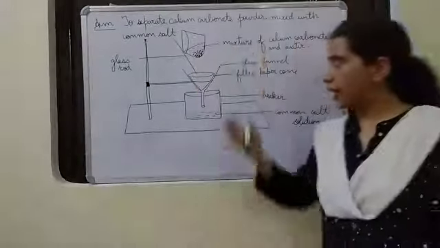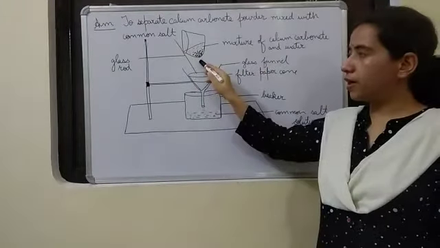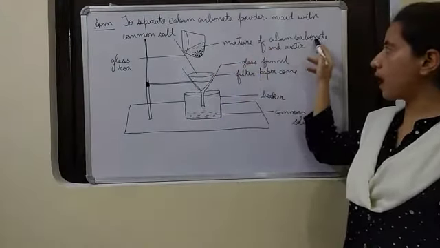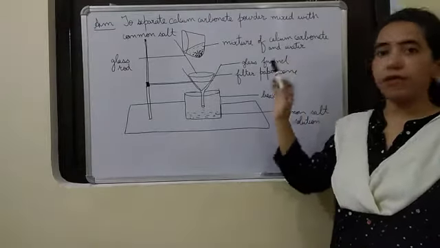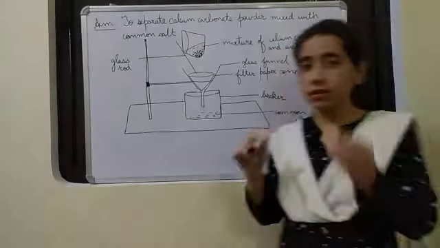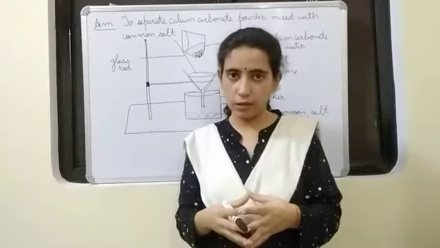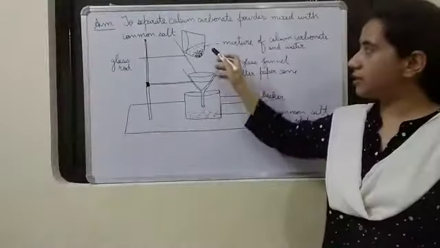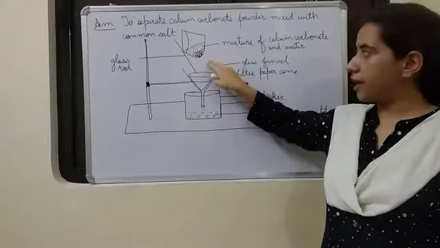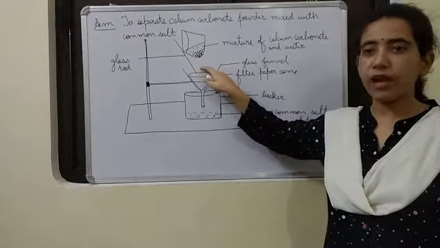So here you see the diagram. We have taken the beaker, that is a mixture of calcium carbonate and water. Why have we written only calcium carbonate and water? The common salt gets mixed in the water, and calcium carbonate is there at the bottom in the form of a solid. And we have to filter it.